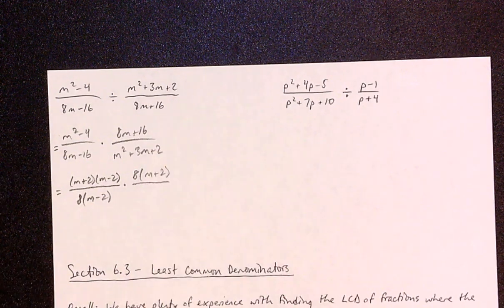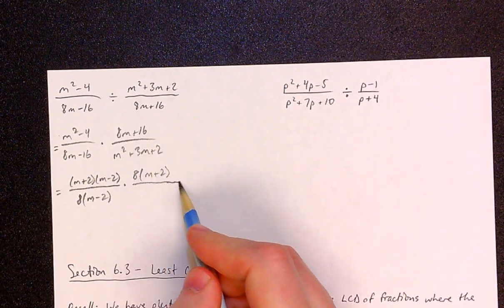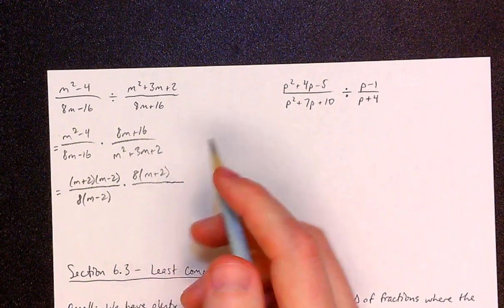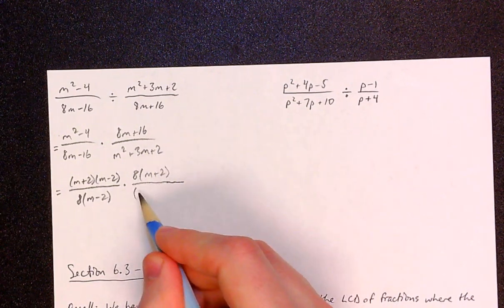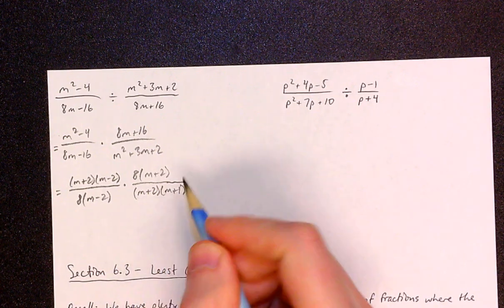And now on the bottom here, m squared plus 3m plus 2. I need two numbers that multiply to 2 and add up to 3. Those numbers are 2 and 1. So I'll have (m plus 2) and (m plus 1).